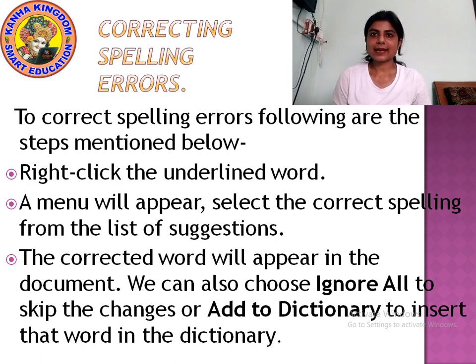The first step is to right-click the underlined word. That means if a spelling is wrong, a red wavy line occurs below that word. Then what will you do? You will right-click on that word and a menu will appear. Select the correct spelling from the list of suggestions. From that menu, you select the correct spelling of that word.